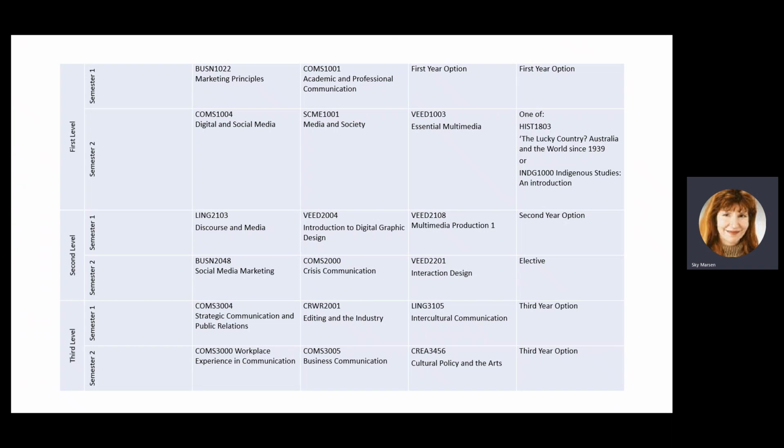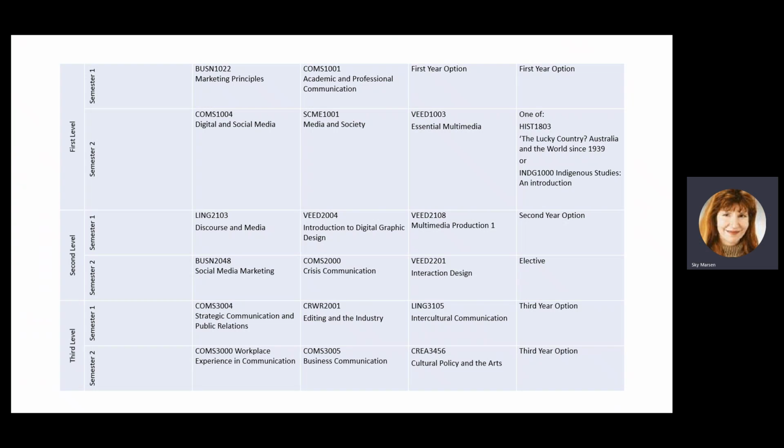So although the degree looks very fixed, it is quite flexible, because your options are up to you to choose. And even if you don't like the ones that we have on offer, you can always suggest other ones, and we are pretty flexible.